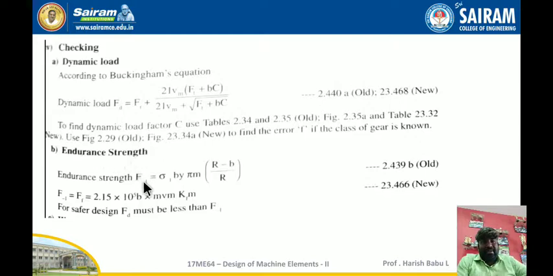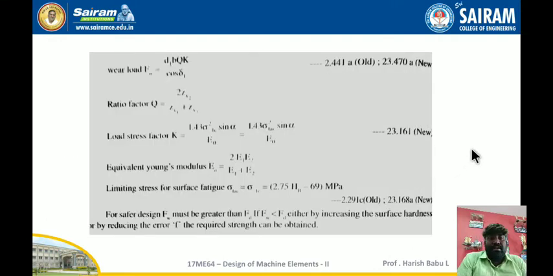The next step will be endurance. Endurance force Fe will be equal to sigma e times b into Y pi into m into (R minus b) by R. Find those values. For a safer design, Fd should be less than the endurance force. Coming to wear load, wear load Fw is equal to d1 b Q K by cos delta. Q will be equal to ZV2 divided by (ZV1 plus ZV2). Again you are going to find the load factor K. From the table you can get the values of K to identify the hardness of the given materials.